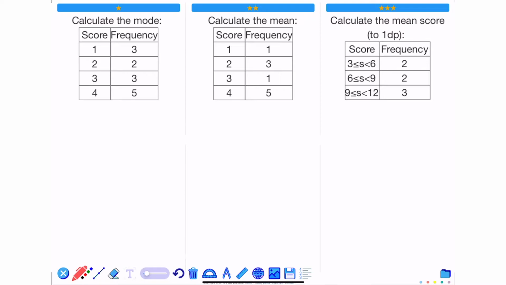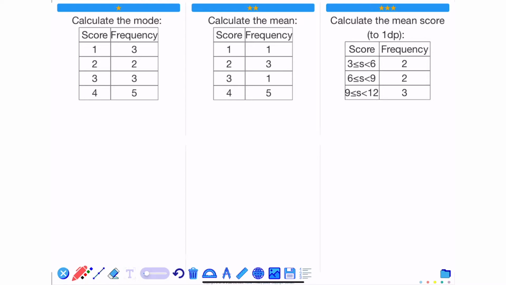Looking at my one-star question, calculate the mode from the frequency table. I've got a range of scores and their frequencies. Frequency tells me how many times something appears. A score of 1 appeared 3 times. A score of 2 appeared twice, a score of 3 appeared 3 times, and 4 appeared 5.